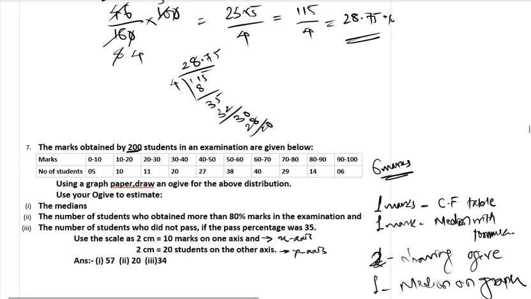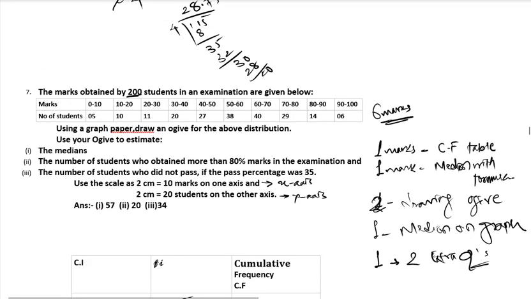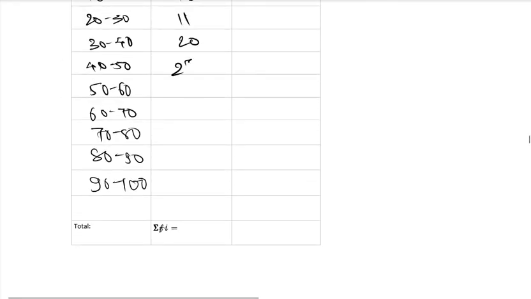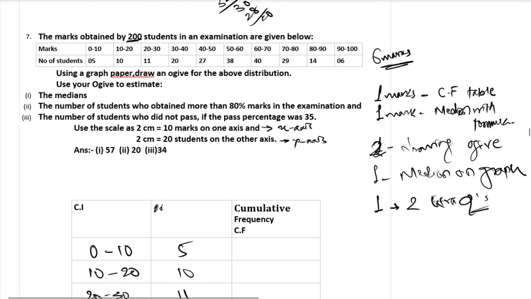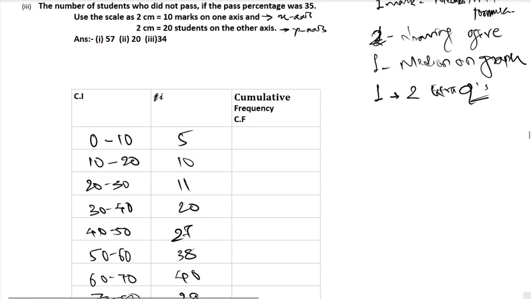Number of students: 5, 10, 11, 20, 27, 38, 40, and the last 3 are 29, 14, 6. Right? So now we are going to find the cumulative frequency.